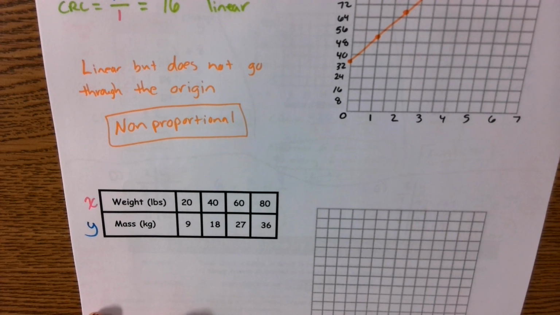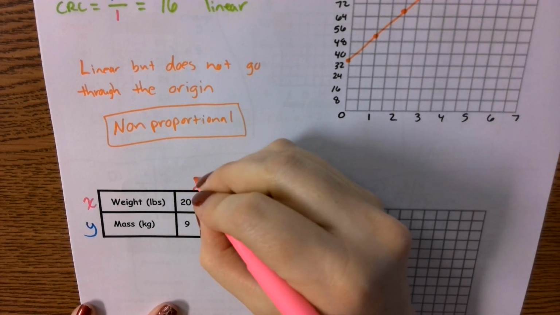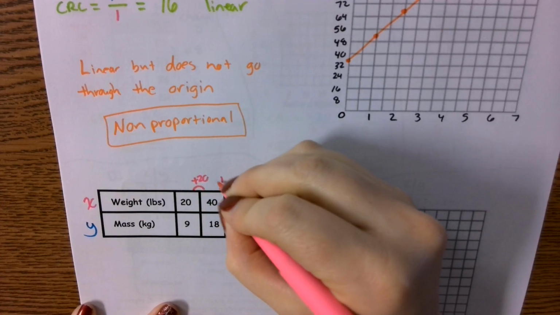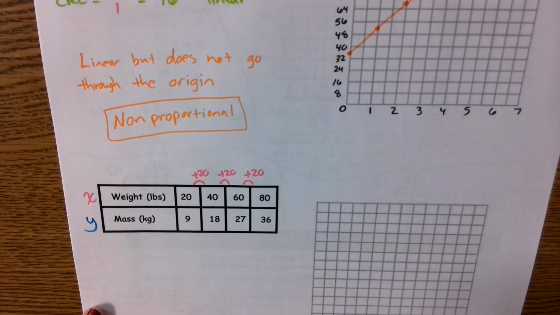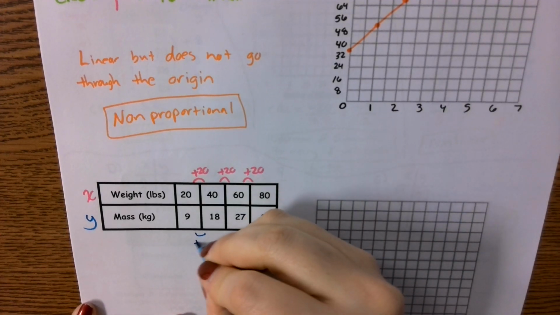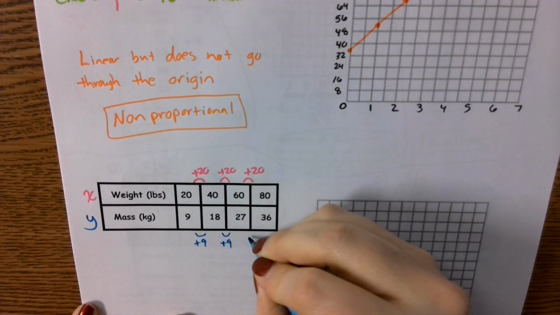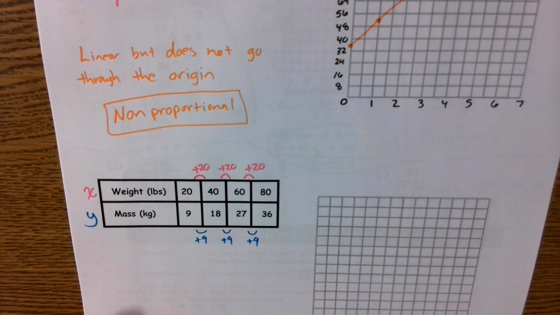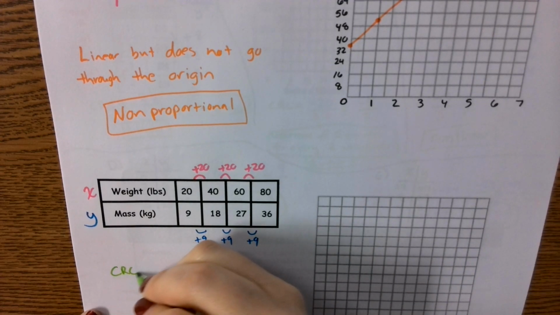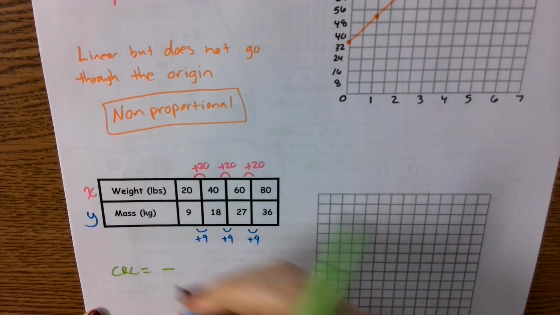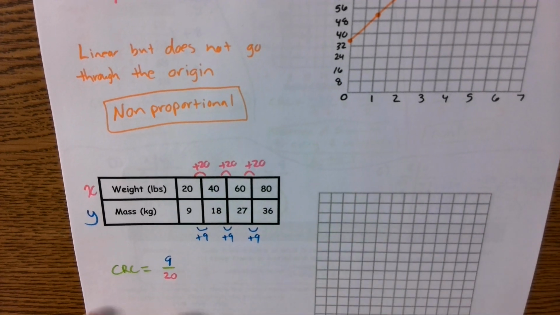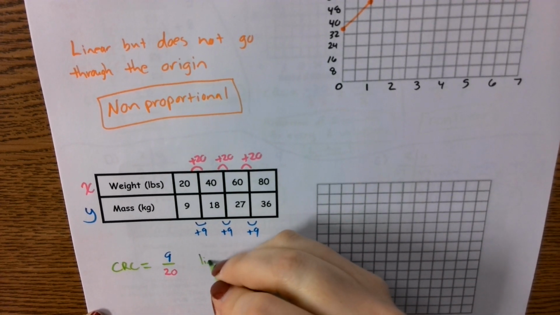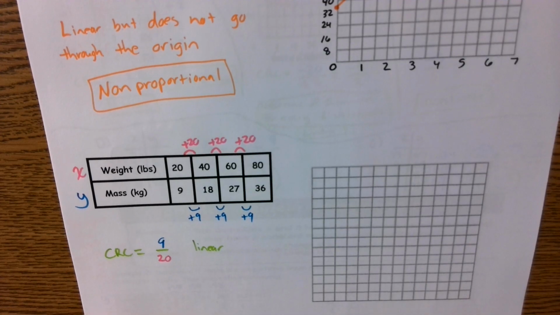So if we're taking a look here, for the change in our x, we're constantly increasing by 20. Increasing by 20 consistently. For our y, we're constantly increasing by 9. Okay, so we do have a constant rate of change that's going to be 9 over 20. That's as simplified as you're going to be able to get that. So 9 over 20, that is going to be our linear relationship.